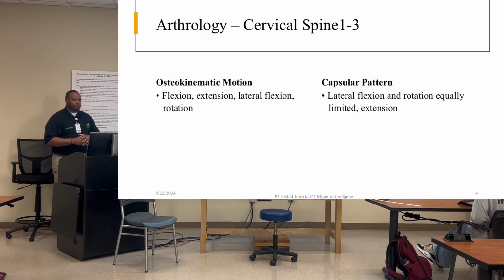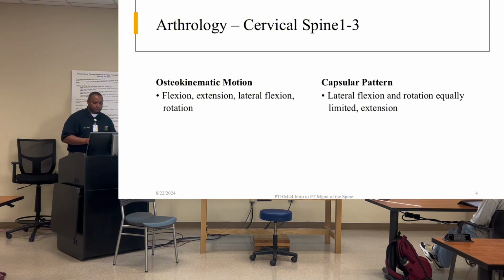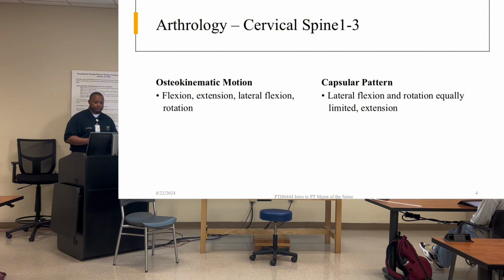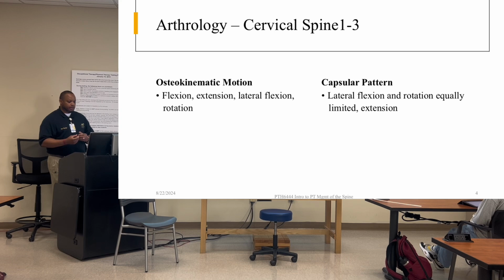The osteokinematic motion for the cervical spine is flexion, extension, lateral flexion, which we refer to as side bending, and rotation. So, interchangeable terminology: flexion is sometimes referred to as forward bending, extension is also referred to as backward bending, lateral flexion is also referred to as side bending, and rotation is rotation. So, what is the capsular pattern for the cervical spine? Lateral flexion and rotation are equally limited, followed by extension.